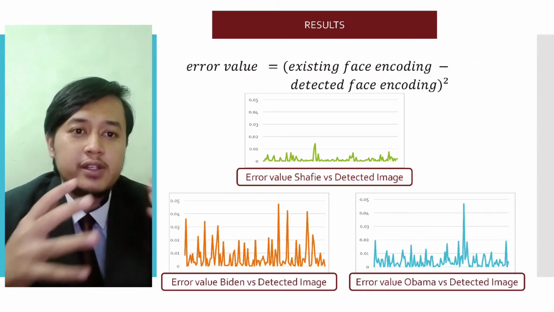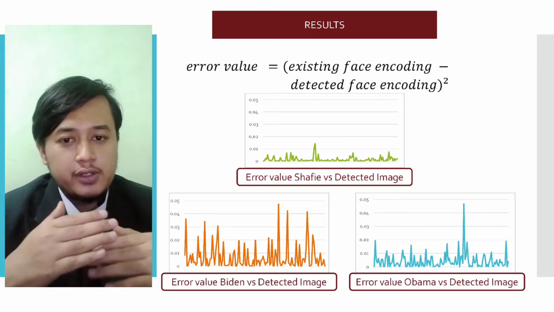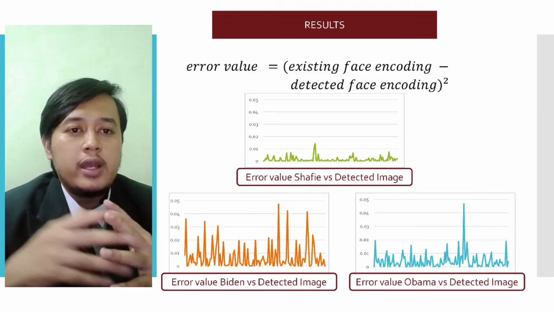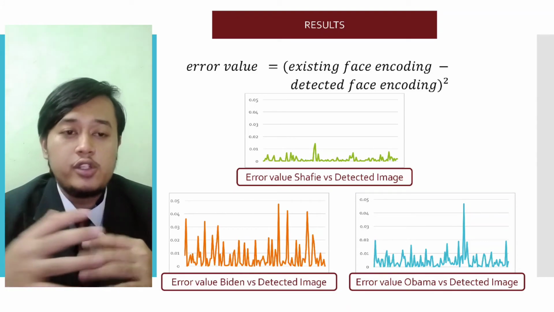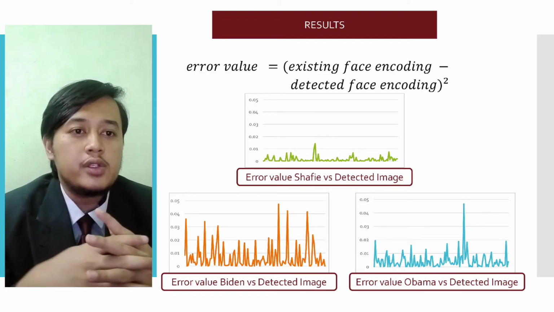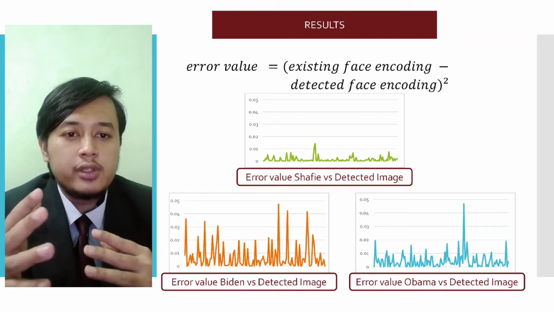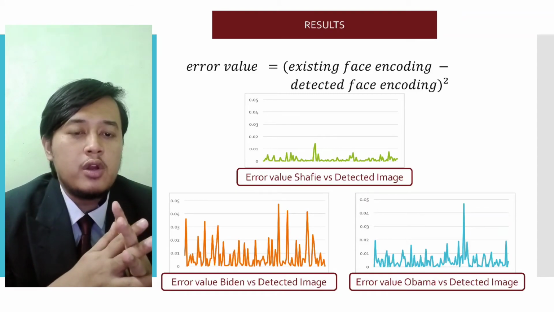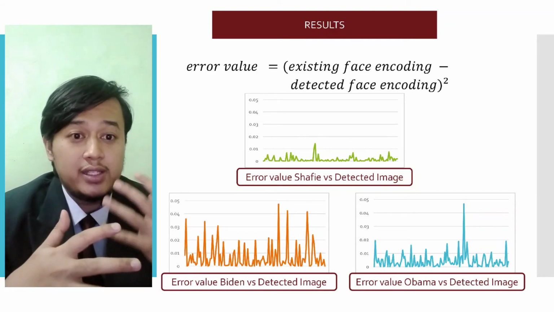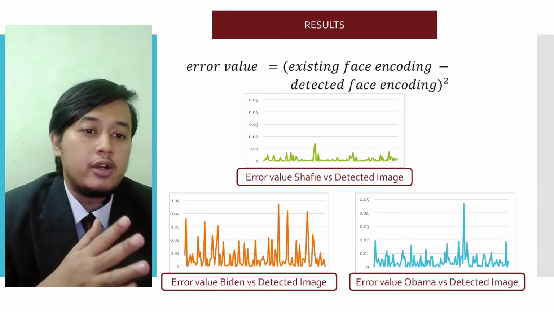Then from the differences, I calculated the error value. The error value is the difference between the face encodings using this equation: the existing face encoding of the master image minus the detected face encoding, squared to remove the negative value. Hence, we get the value of Shafie versus the detected image, which is the camera detecting myself, showing less error compared to the Biden value and the Obama value.